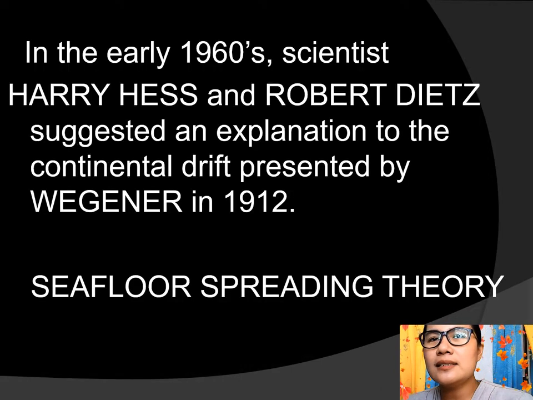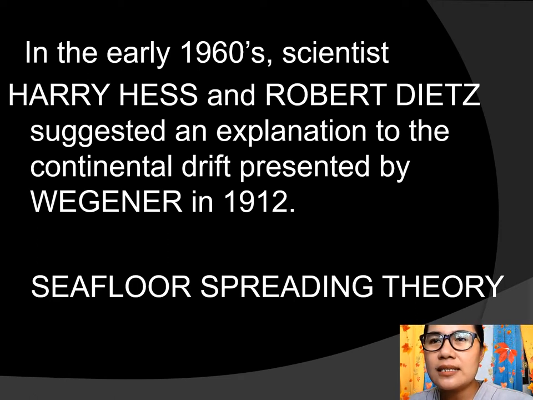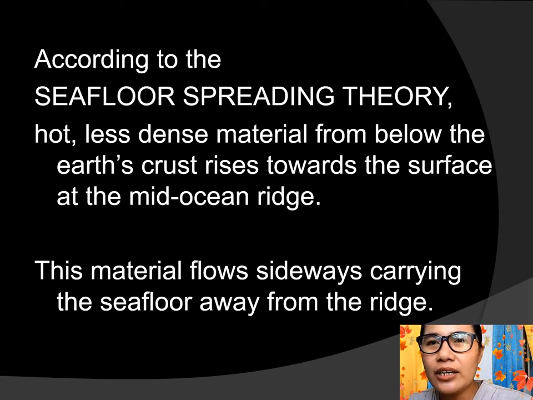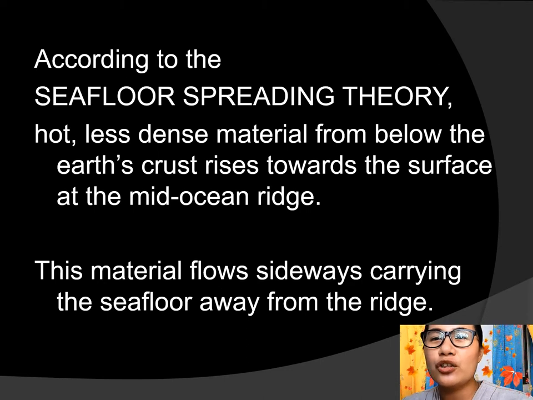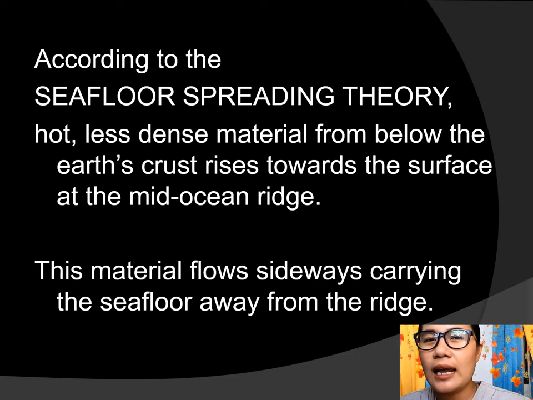In the early 1960s, these two scientists, Harry Hess and Robert Dietz, suggested an explanation to the continental drift that was presented by Wegener in the year 1912. And they call their theory seafloor spreading theory. According to the seafloor spreading theory, ang hot nga less dense material from below the Earth's crust that is in the mantle, it will rise towards the surface. Mugawas siya padung sa surface. Asa man siya mugawas? Through the mid-ocean ridges. Asa gani ang mid-ocean ridges? Naa siya ilawom sa ocean.